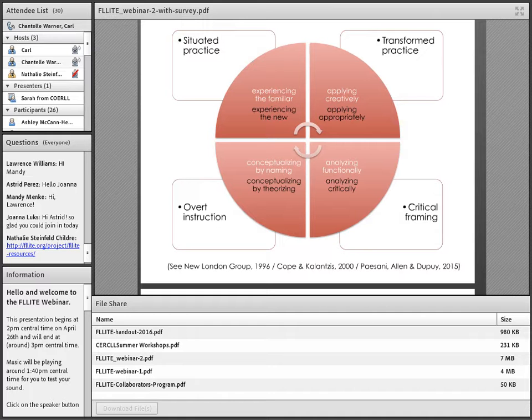In the inner circle are a second set of terms, and these were introduced later by Bill Cope and Mary Kalantzis, who were two members of that same New London Group. And these are the terms I prefer simply because I find them a little bit easier to apply, because they're these active verbs. And these are the terms which I'm going to use in the webinar.